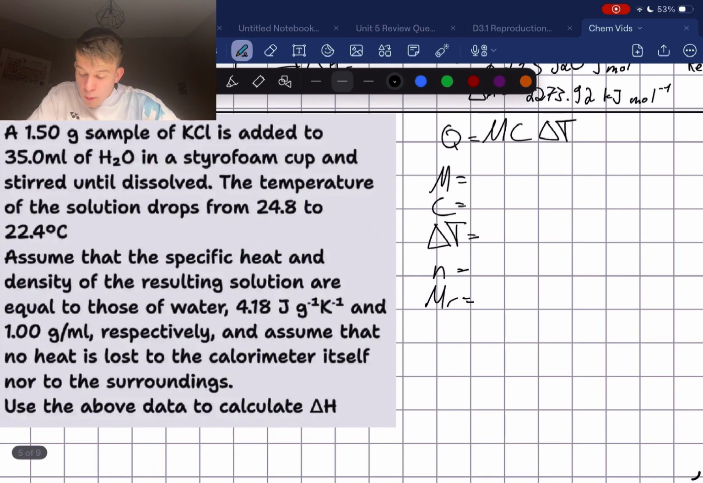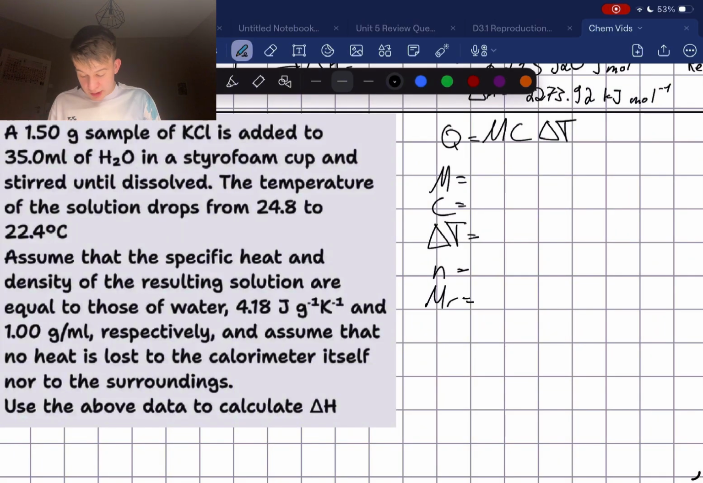A 1.5 gram sample of potassium chloride is added to 35 milliliters of H2O in a styrofoam cup and stirred until dissolved. The temperature of the solution drops from 24.8 to 22.4. Assume the specific heat capacity of the resulting solution is equal to that of water, 4.18, and assume that no heat is lost to the calorimeter itself, nor the surroundings. Okay, try to calculate delta H.